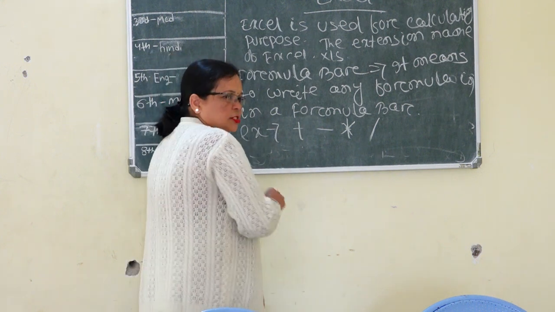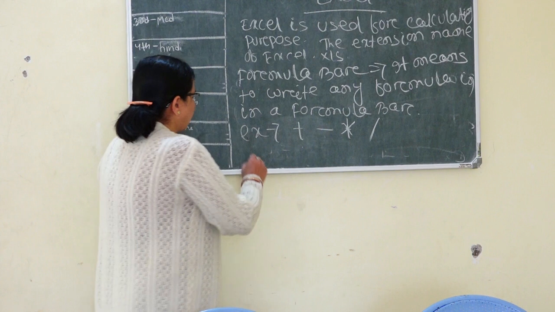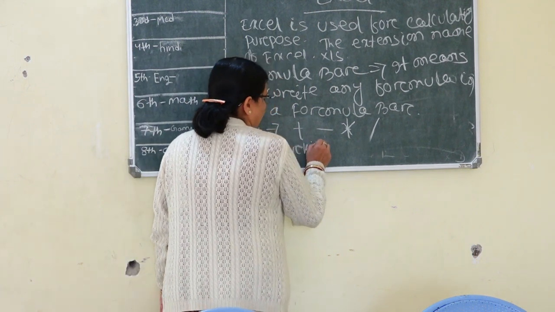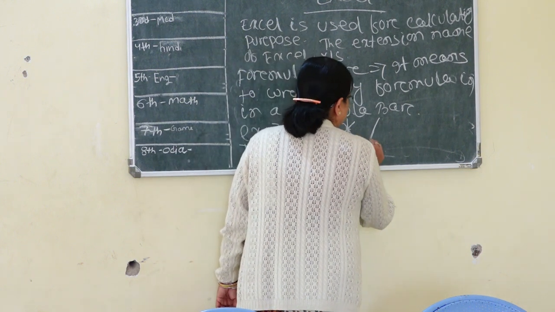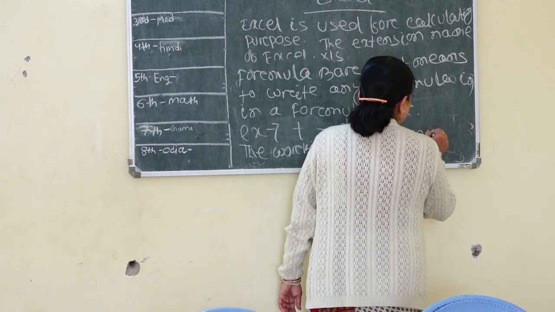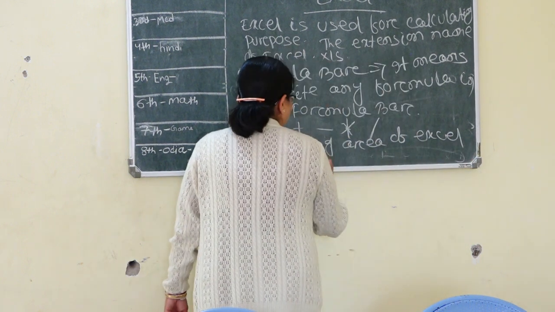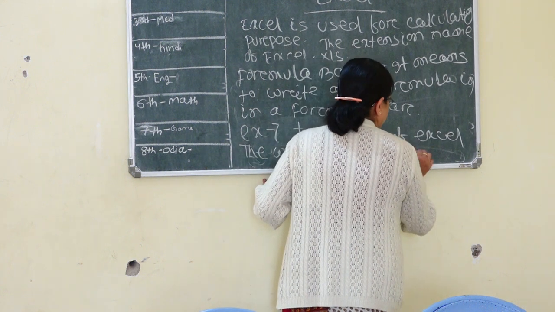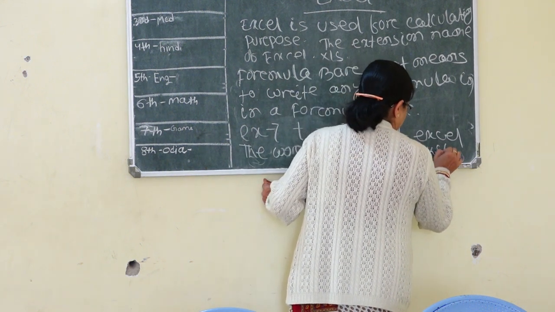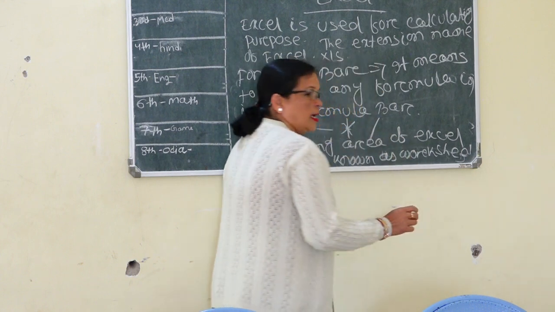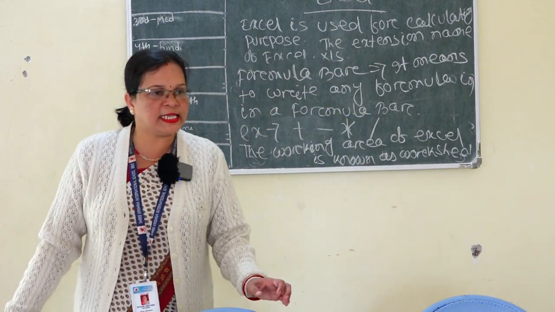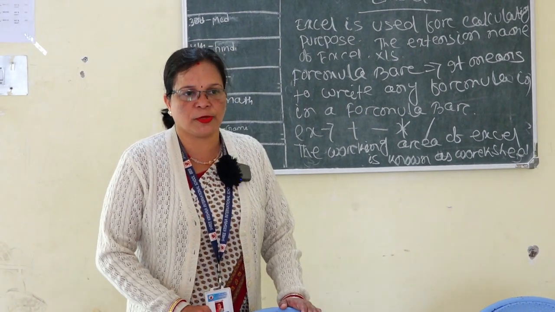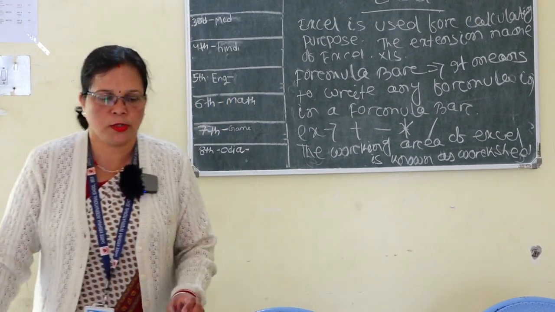The last is your worksheet. Worksheet means the working area of Excel. The working area of Excel is known as worksheet. Now clear everybody? What is Excel? What is the extension name of Excel? And what are the parts of Excel? Any doubt? No.